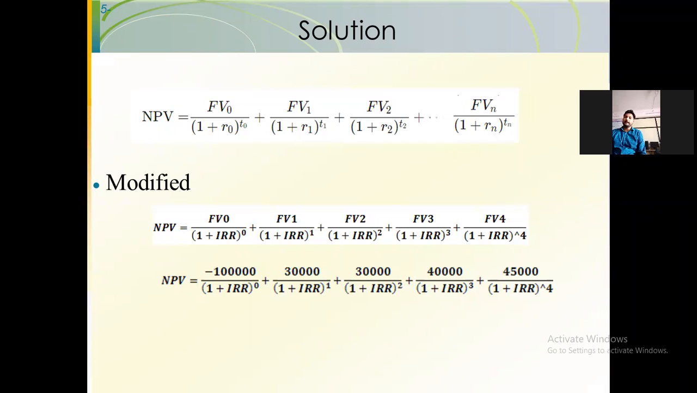We have to modify this formula for our internal rate of return, to calculate the internal rate of return. So the discount rate R0 will be converted into IRR, that is internal rate of return. Therefore, write down the modified formula.